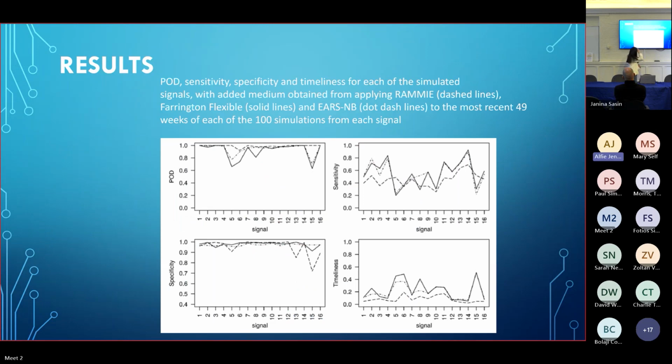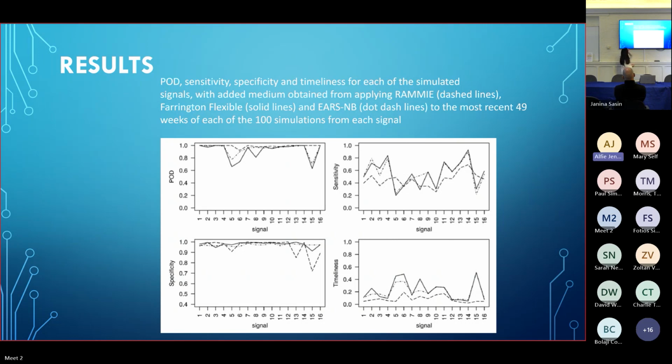In this slide, we see the results across the different scenarios, so across the 16 different scenarios that I showed you earlier on. And we see results for specificity, probability of detection, sensitivity, and timeliness. If we look at the specificity, the Farrington Flexible, which is basically the black line, has the highest specificity. RAMMIE is the dashed line, and EARS is the dash-dot line.